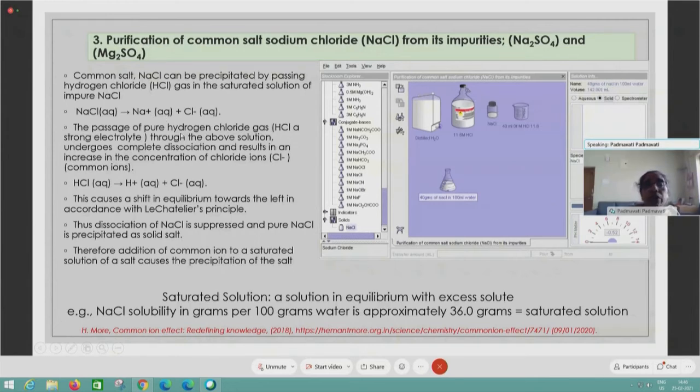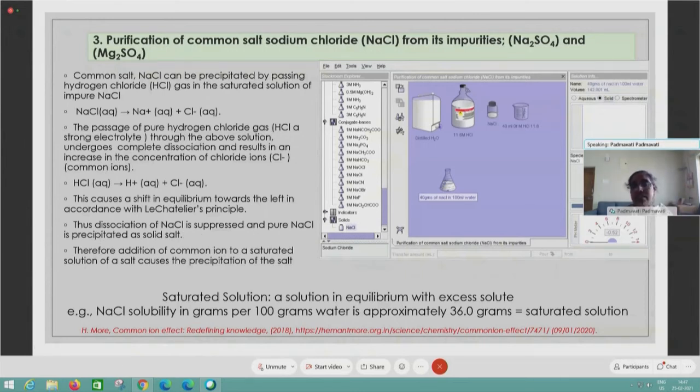If you add hydrogen chloride gas to this, then because of the common ion, Cl minus is common. As a result, the sodium chloride will be precipitated. The passage of pure hydrogen chloride gas through the above solution undergoes complete dissociation and results in an increase in the concentration of chloride ions. This causes a shift in equilibrium towards the left, in accordance with Le Chatelier's principle. Thus, dissociation of sodium chloride is suppressed and pure sodium chloride is precipitated as sodium salt.